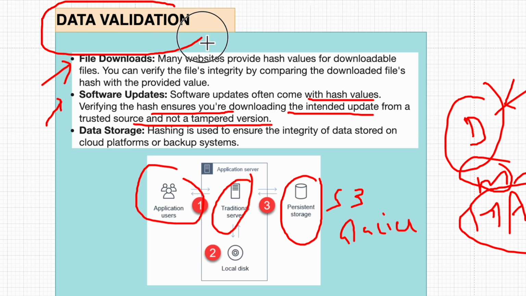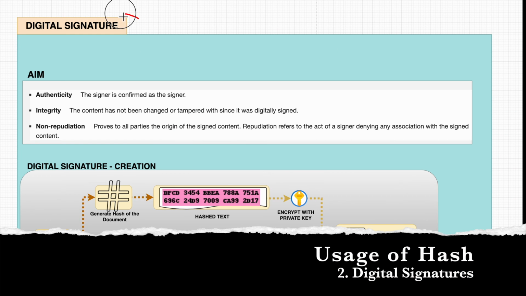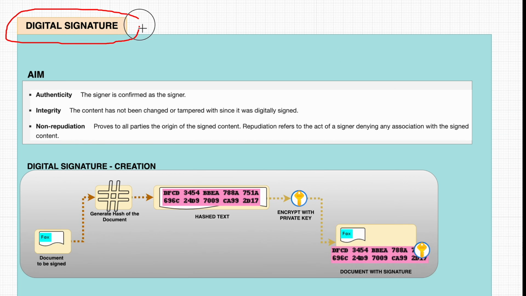The other important use case of hashing is digital signature. What is the aim of digital signature? Authenticity, that the signer is confirmed as the signer. Integrity. Integrity means the message which was sent to you is the same. It is not being tampered with. It is the same as when it was sent. The message is not changed during the transmission.